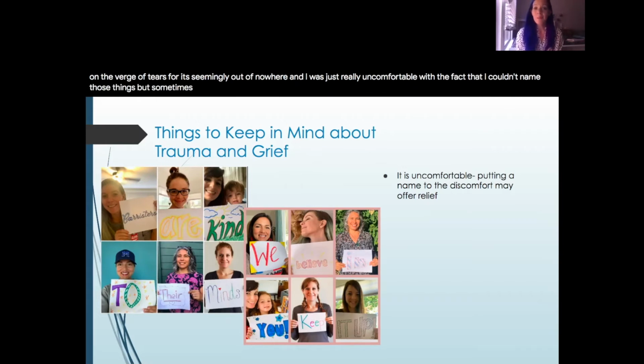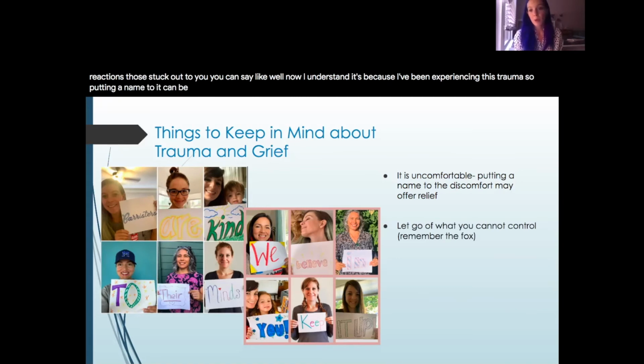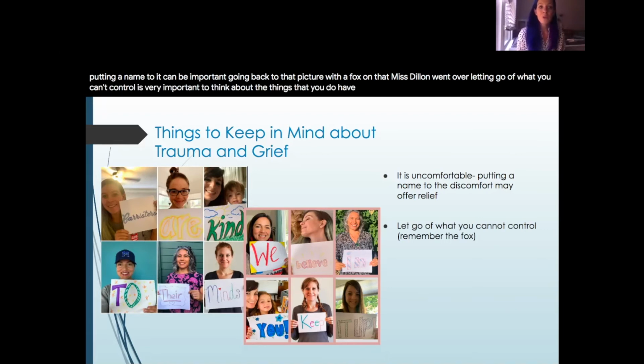But sometimes putting a name to that discomfort and putting a name to what you're feeling can offer a sense of relief. So maybe after hearing some of those reactions and those stuck out to you, you can say, well, now I understand it's because I've been experiencing this trauma. So putting a name to it can be important. Going back to that picture with the fox on it that Miss Dillon went over, letting go of what you can't control is very important. So think about the things that you do have control over, and focusing on those is going to offer you a little bit more sense of relief.